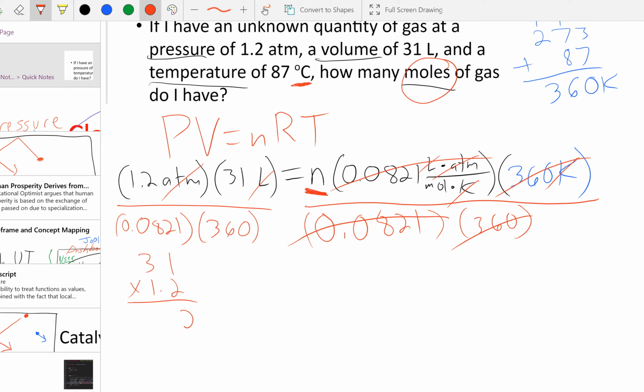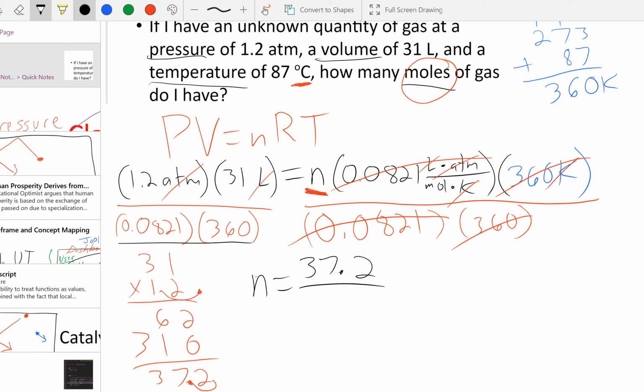And I'm gonna get 2 times 1 is 2, 2 times 3 is 6, 1 times 1 is 1, 1 times 3 is 3, so 372, with one decimal, 37.2. So N is going to equal 37.2 divided by whatever this is. Let's do that part right now.